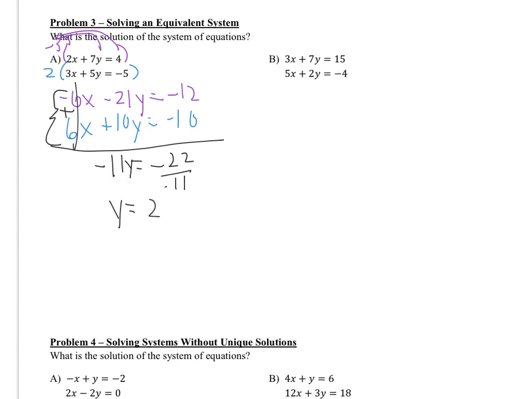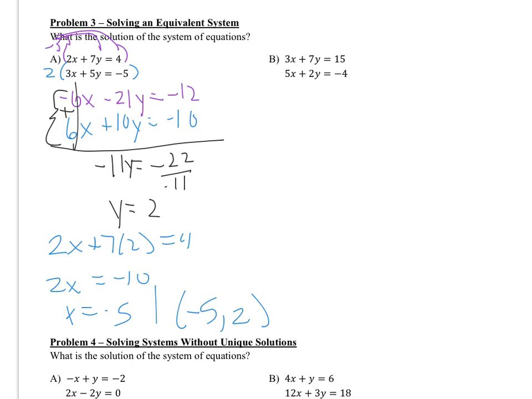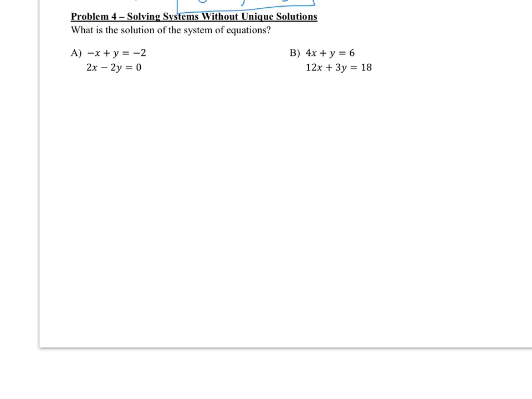And I can plug it back into any equation. I'm going to plug it back into this original equation. It doesn't matter, again, which one you plug it into. So I have 2x plus 7 times 2 equals 4. So 2x is equal to, this is 14, so if I subtract 14, I get -10. x is equal to -5. So my answer is -5, 2. So that is my answer. Try the next one by yourself, however you wish to.